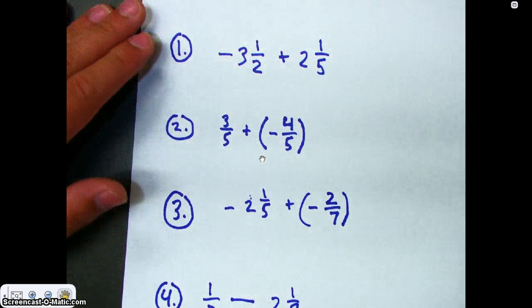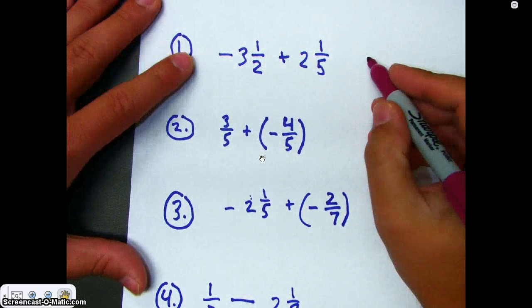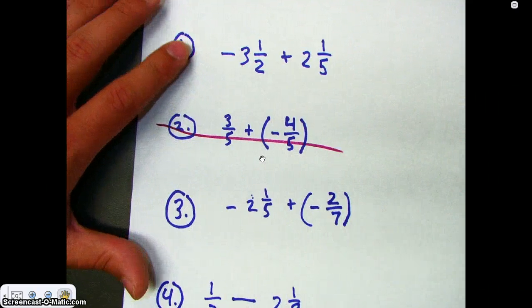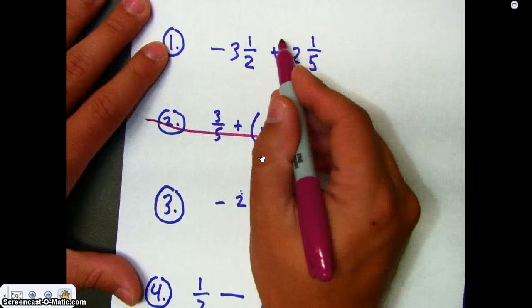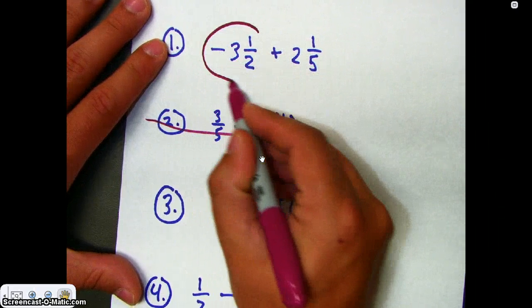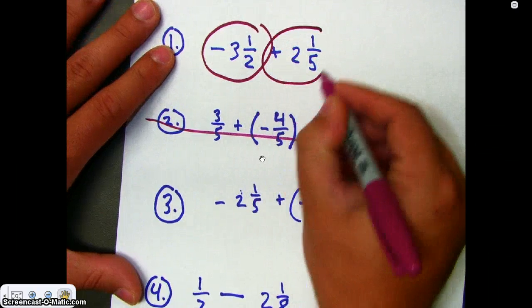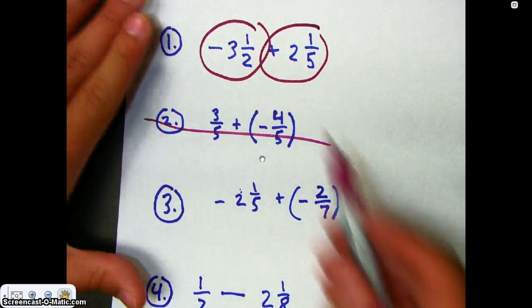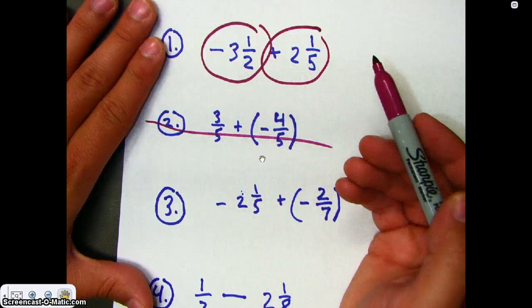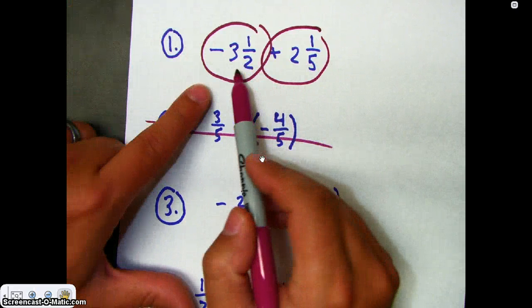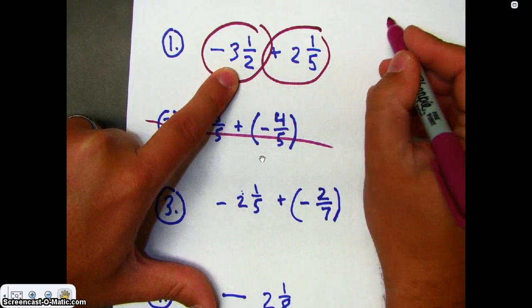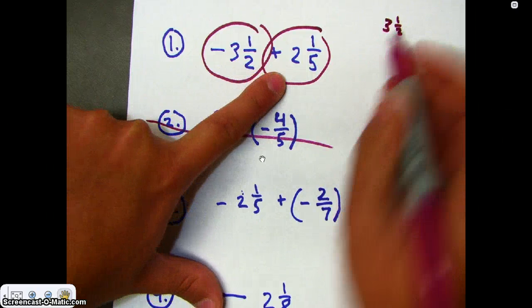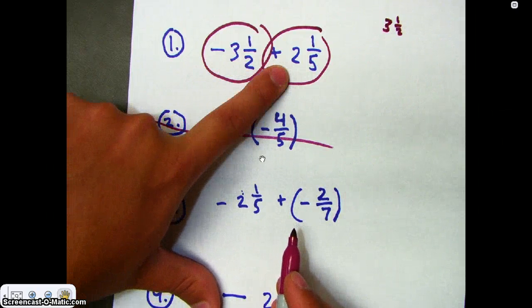All right, now to the fun stuff. Let's just dive right into this. I may not do all of these, so I'll probably skip number 2 just to save some time. I'll do the other ones. All right, so what I notice here is I have a negative leading term and then a positive right after. So I know, since they're different, that I need to subtract. And anytime I subtract two fractions, I want to put the largest one, the one with the biggest absolute value, on top. So I'm going to put the 3 1/2 on top, because that's bigger than 2 1/5, because 3 is bigger than 2.